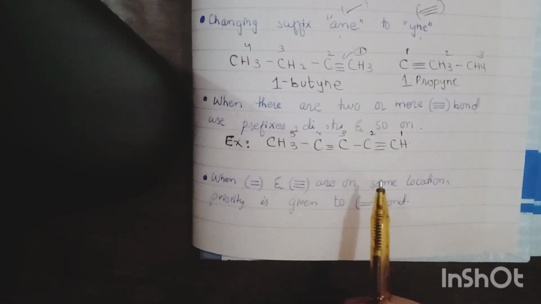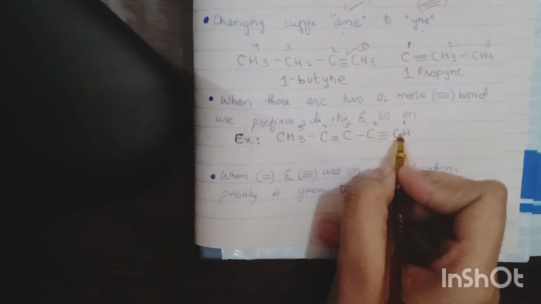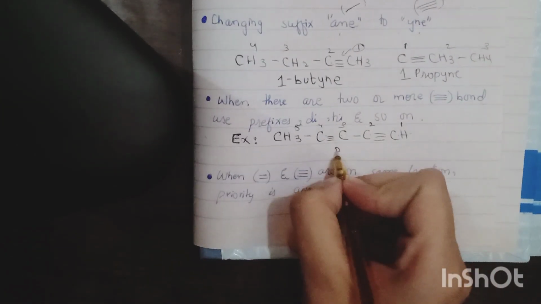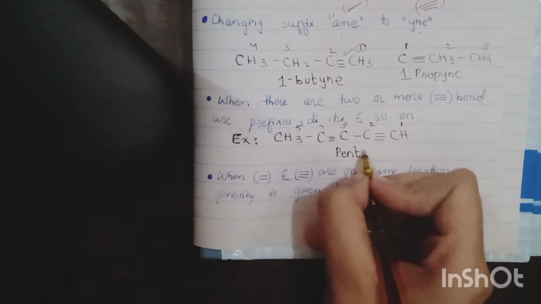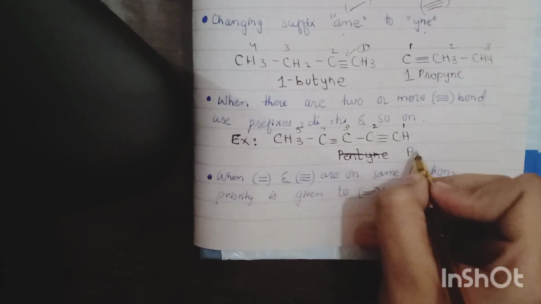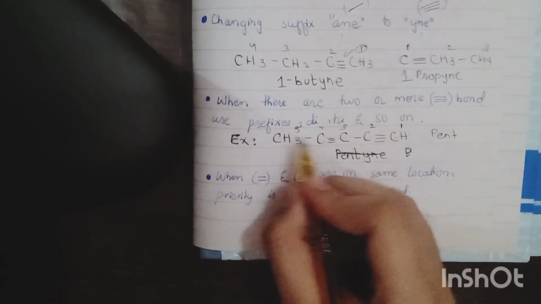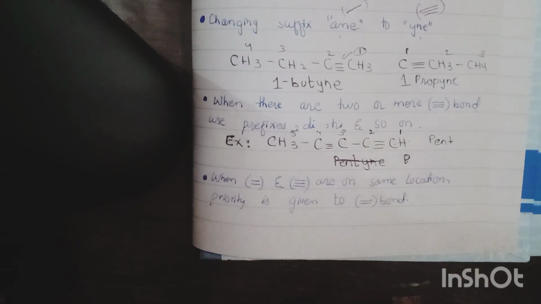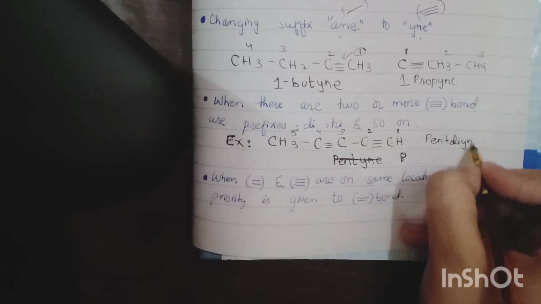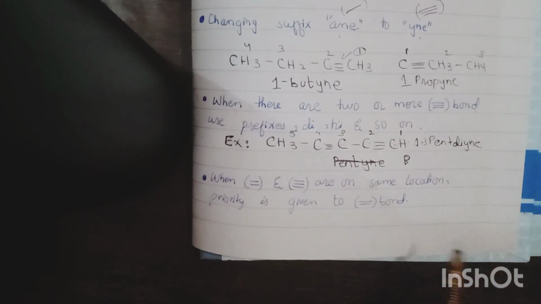We have two bonds here, so we'll use di. First of all, let's see: meth, eth, prop, but, pent. Pent means 5 and it is a triple bond, so just put yne. No, sorry. It will be pent, and how many bonds do we have? Two, right? So it will be di. And on which carbons? It's on the first and the third. So put 1 and 3: 1,3-pentadiyne.